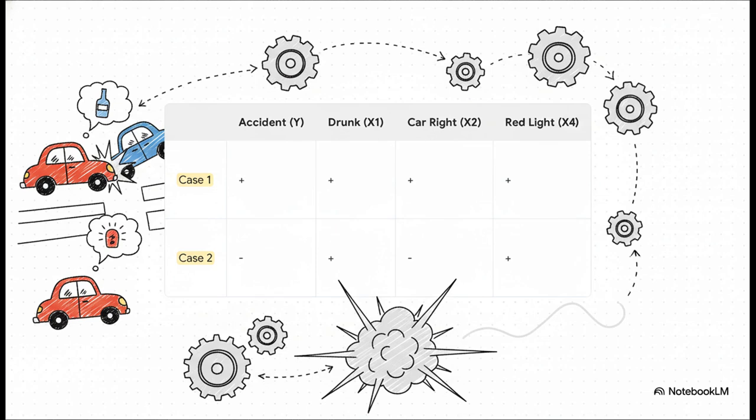So in both cases, the driver was drunk and ran a red light. The only thing that's different is whether a car came from the right. The method of difference would look at this and seem to conclude that the car from the right is the one and only cause. It completely misses the real story, that the accident was probably caused by the interaction of being drunk and running the light. This really looks like a knockout blow, right?